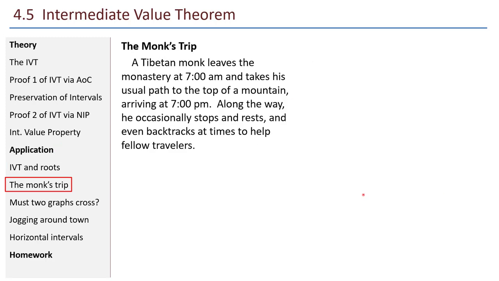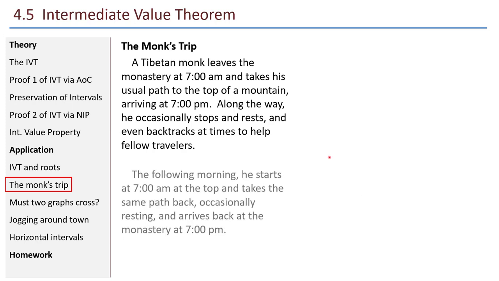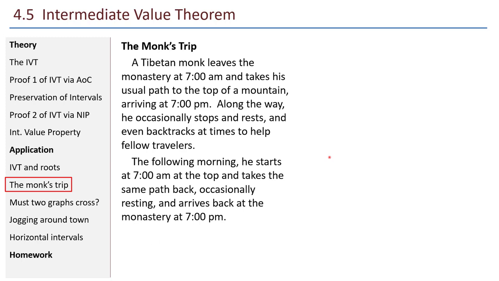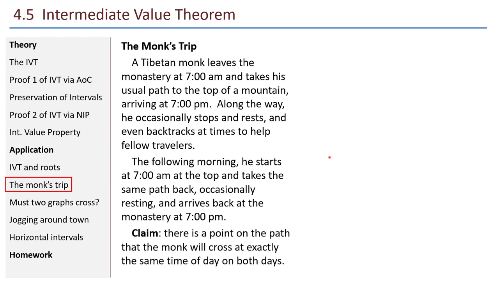The monk's trip. This is a great problem. A Tibetan monk leaves the monastery at 7 a.m. and takes his usual path to the top of the mountain, arriving at 7 p.m. Along the way, he occasionally stops and rests, and even backtracks at times to help fellow travelers. The following morning, he starts at 7 a.m. at the top and takes the same path back, occasionally resting, and arrives back at the monastery at 7 p.m. Here's the claim. There is a point on the path that the monk will cross at exactly the same time of day on both days.